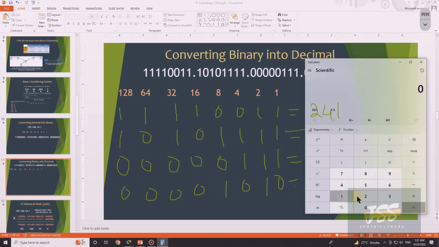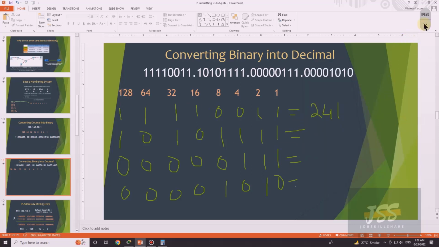Then we have 128 plus 0, we will add 32 plus 8 plus 4 plus 2 plus 1, which becomes 175. Then we have these two, without any calculator we can add 4 plus 2 is 6 and 1 is 7, and these two as well, 8 and 2 is 10. So which becomes what?